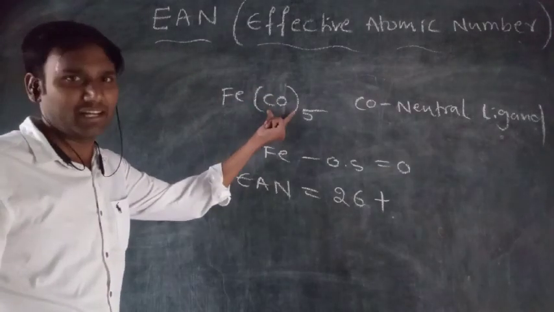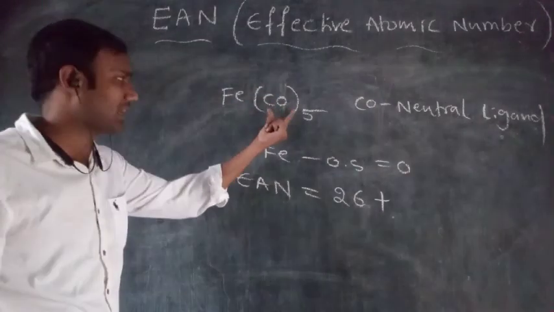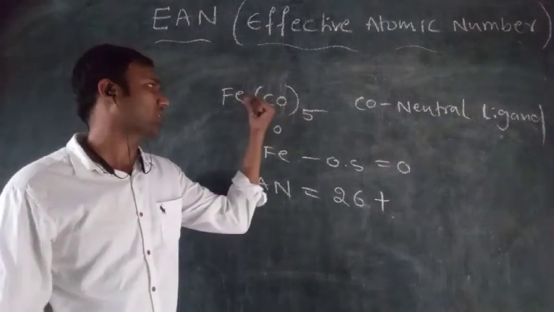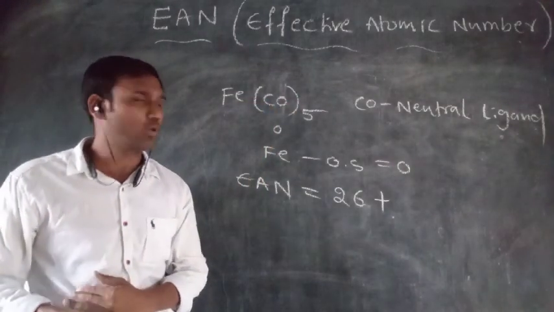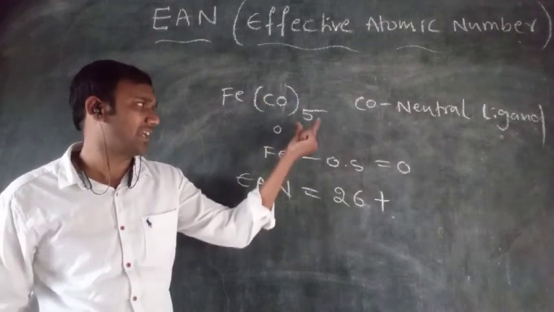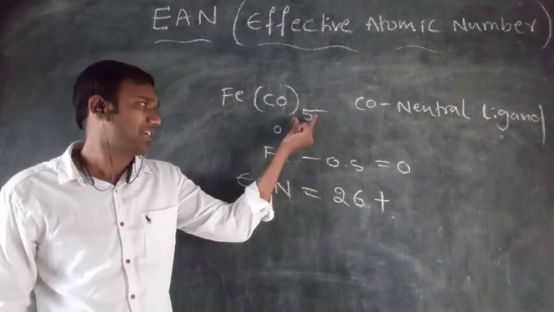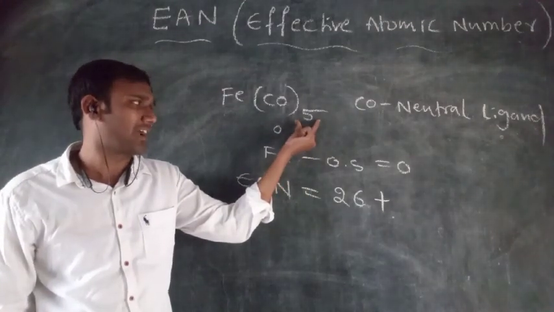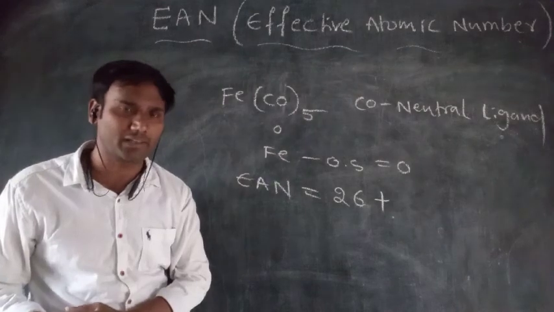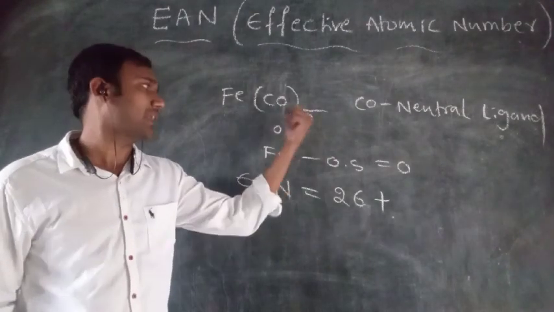Carbon monoxide is a monodentate ligand. That means it is donating 1 electron pair to the central metal atom. So totally how many carbon monoxides are there? 5 carbon monoxides are there. Each carbon monoxide donates 1 electron pair, so 5 carbon monoxides donate 5 electron pairs. 5 electron pairs is nothing but how many electrons?